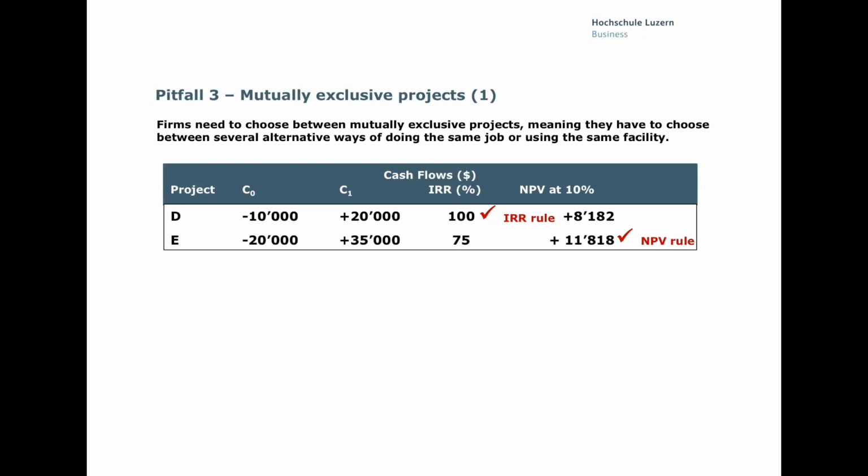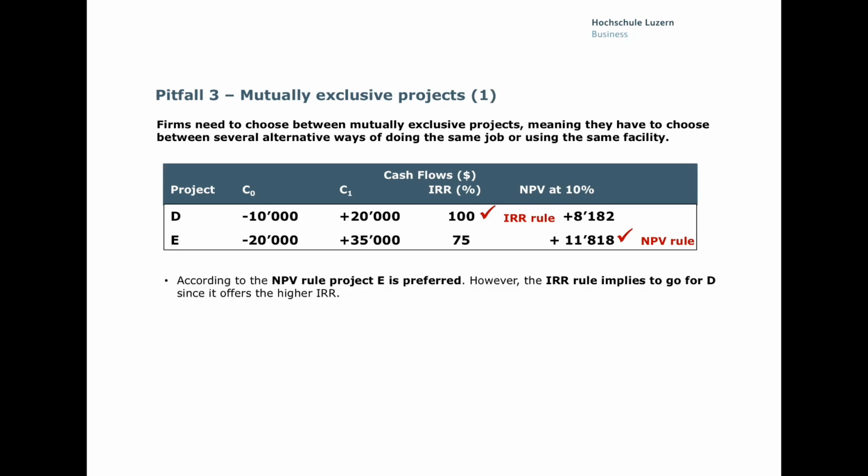Very often, firms have to choose between mutually exclusive projects, meaning they have to choose between several alternative ways of doing the same job or using the same facility. In this example, think of project D as a manually controlled machine tool and project E as the same tool with the addition of computer control. Both projects are good investments.